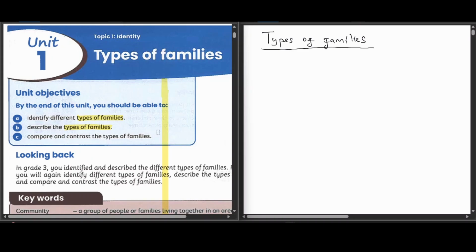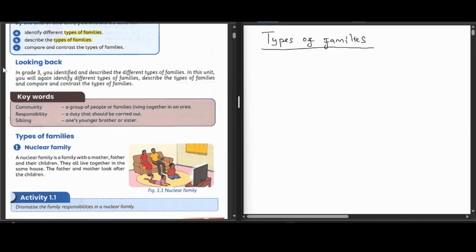Let us look back. Looking back in grade 3, zvatava grade 4 ngatitarise zvatakadzidza grade 3. You identified and described the different types of families. So we learned about these different types of families in grade 3. In this unit, a grade 4 unit, you will again identify different types of families. Saka we are kicking off, starting with identifying different types of families, describe the types of families, and compare and contrast the types of families.